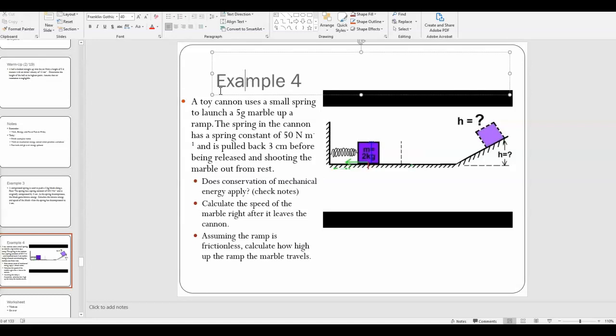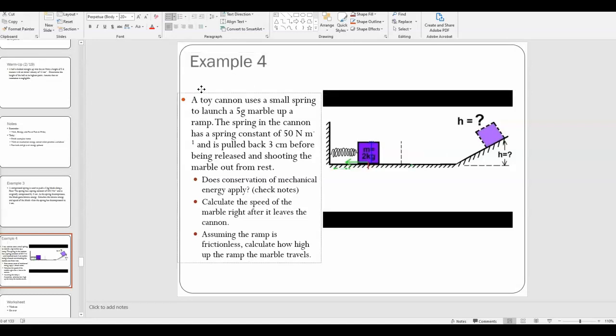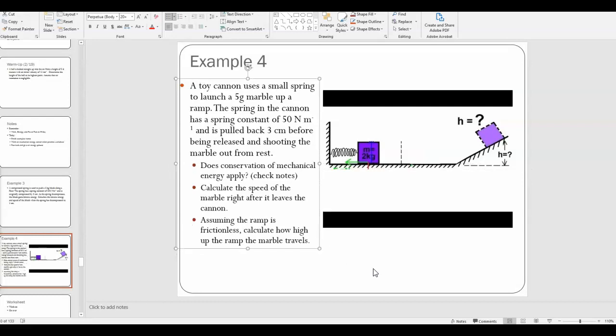Okay, so here is example 4. Example 4 says a toy cannon uses a small spring to launch a 5-gram marble up a ramp. The spring in the cannon has a spring constant of 50 newtons per meter and is pulled back 3 centimeters before being released and shooting the marble out from rest.